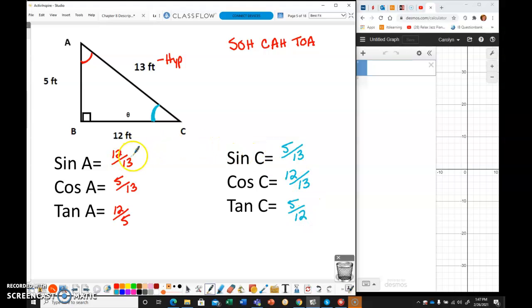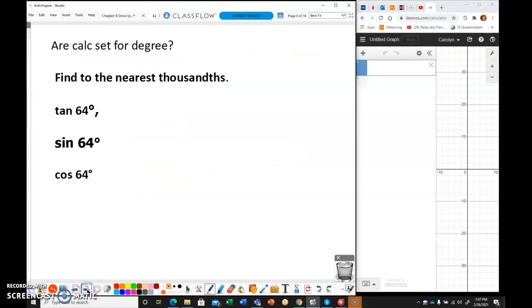Now, if you look at the relationship between these two, hopefully you notice that the sine of one of the angles is actually the same as the cosine of the other. The cosine of one angle is the same as the sine of the other. And the tangents of the two angles are just reciprocals of each other. It's a good thing to notice as you're going through something like that, to see if you see any patterns. All right, so next we're going to look at how to do this in the calculator.